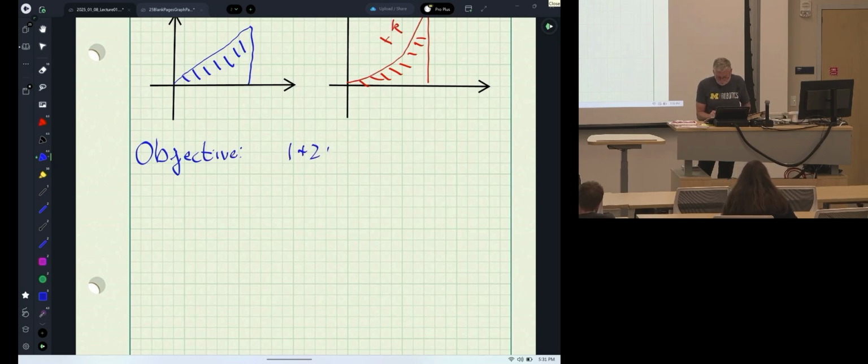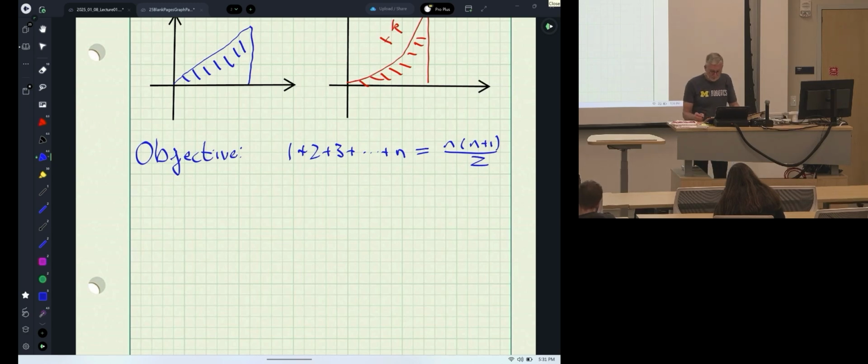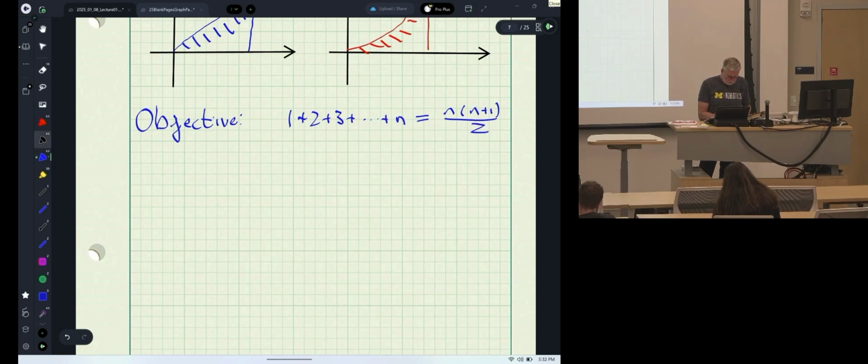1 plus 2 plus 3 plus up to n is n times n plus 1 over 2. So you want to prove that. And the method is proof by induction.